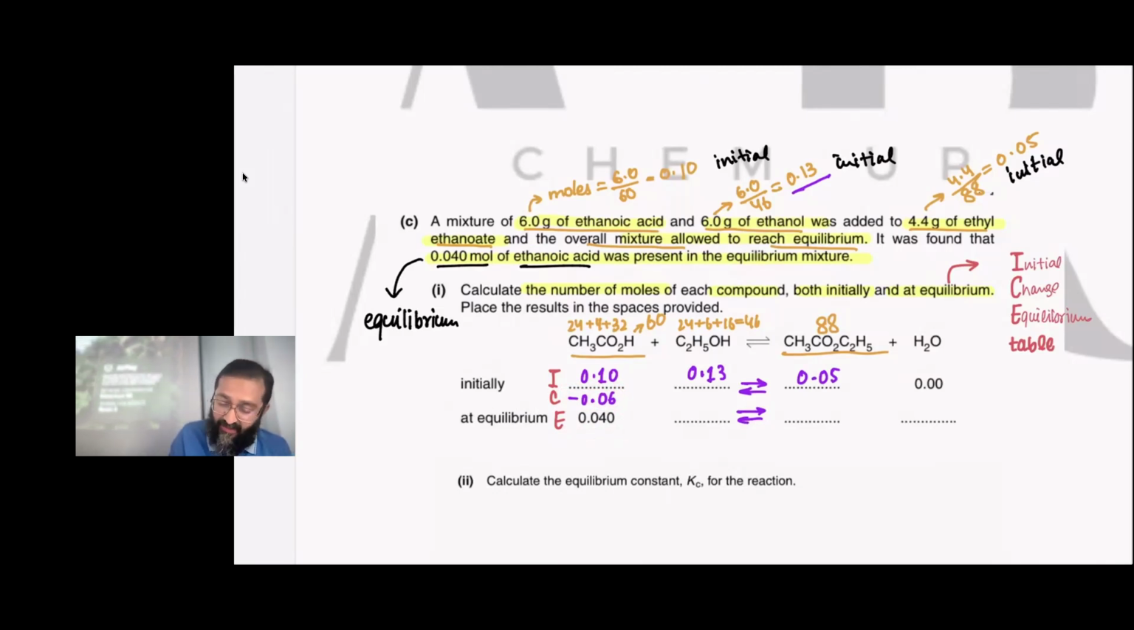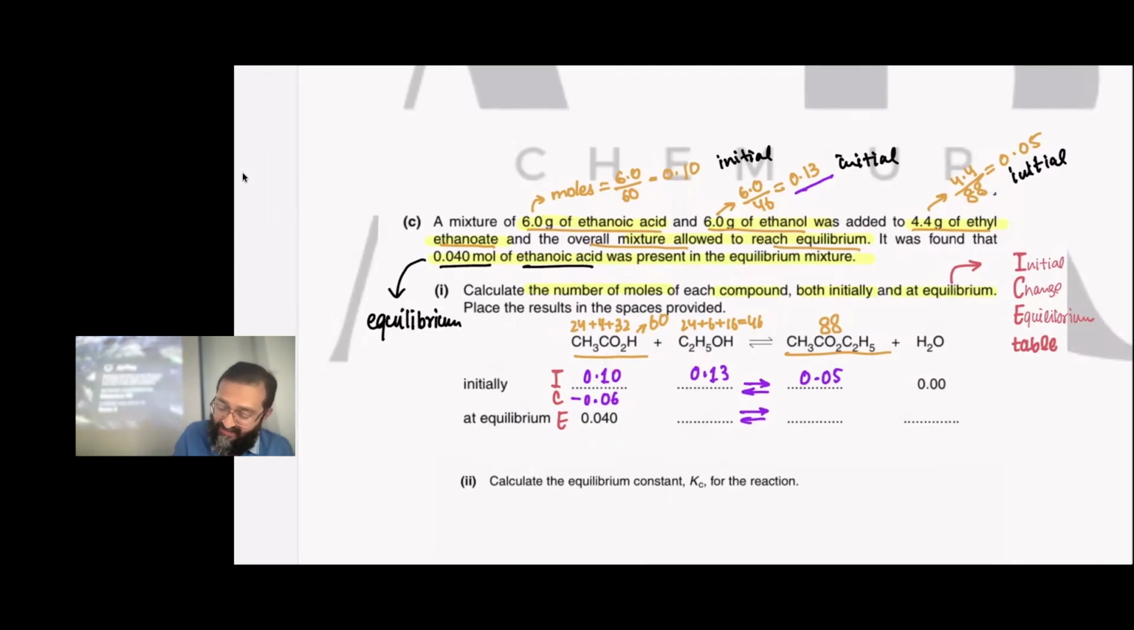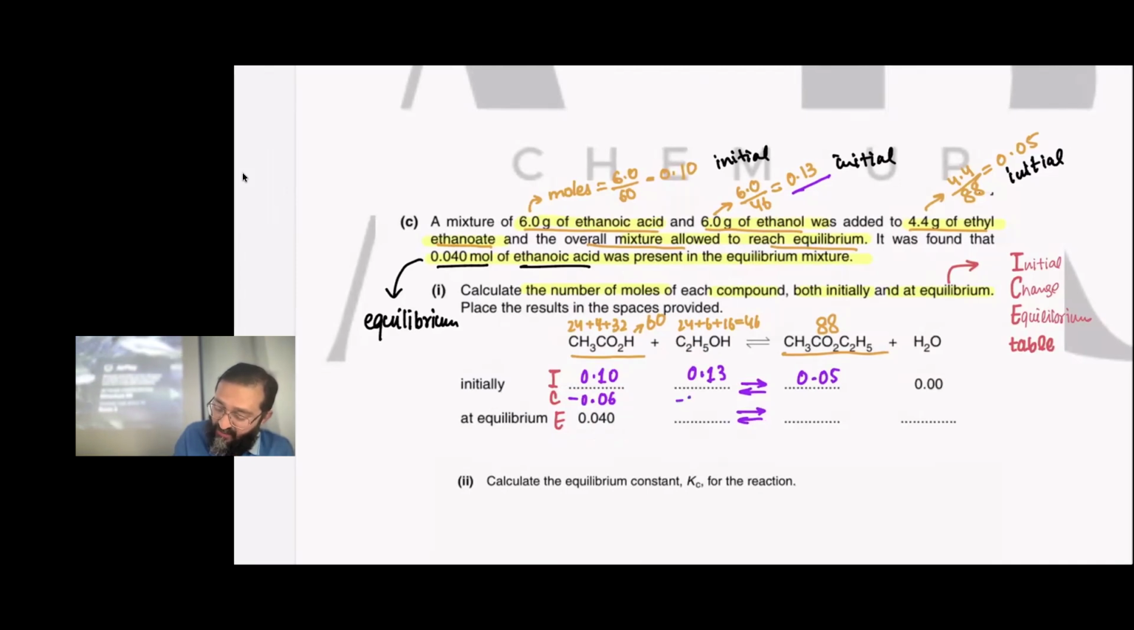Yes, sir. Okay. So if you look at the ratio of both of them, what is their ratio? 1:1. So it means if ethanoic acid used is 0.06, the amount of ethanol that has been used must also be 0.06. So if you subtract it from the initial amount, you will get 0.07 as the number of moles at equilibrium. Is this clear?